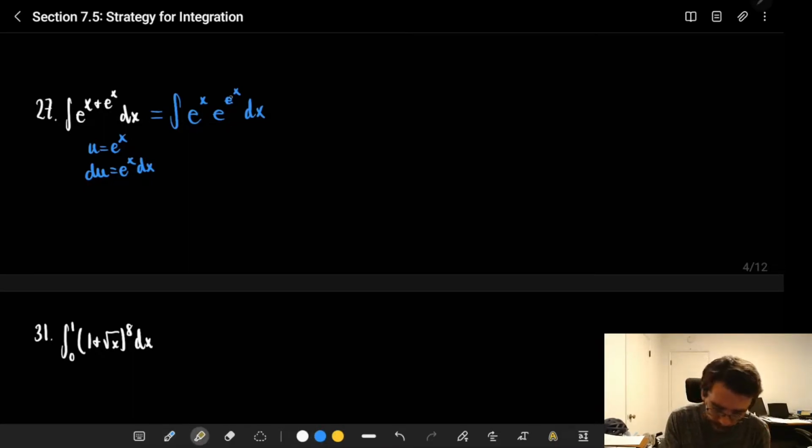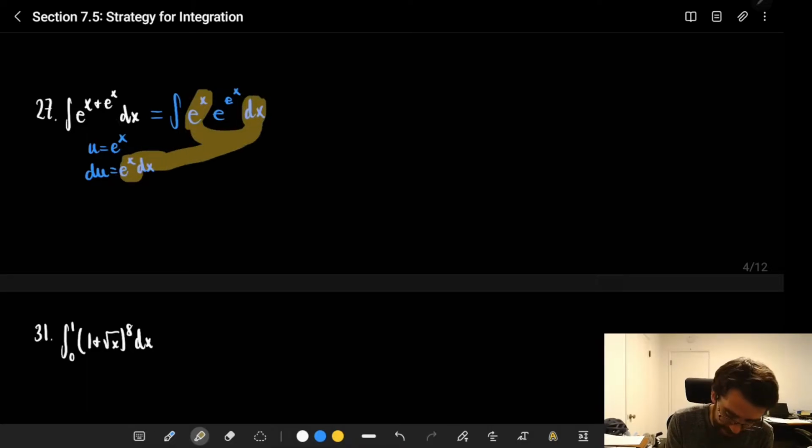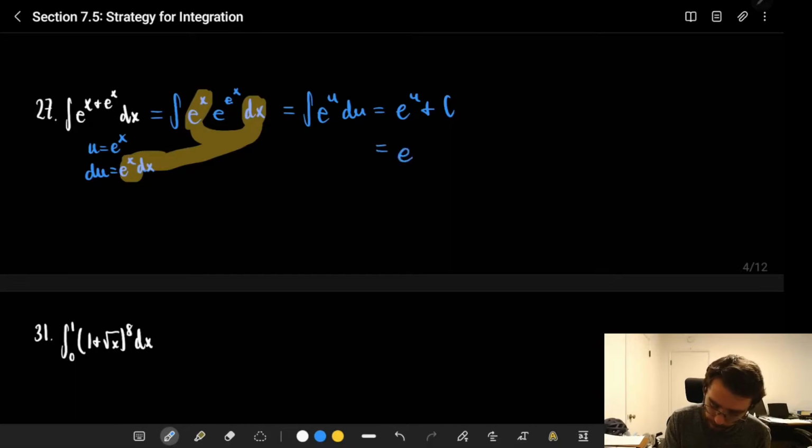And what do we have? We have e to the u here. This is an extra term of u. Actually, it's probably safer to call that du. So this is the integral of e to the u from this piece, and then the highlighted region is just du. So that's just e to the u plus c. Plug in for u.